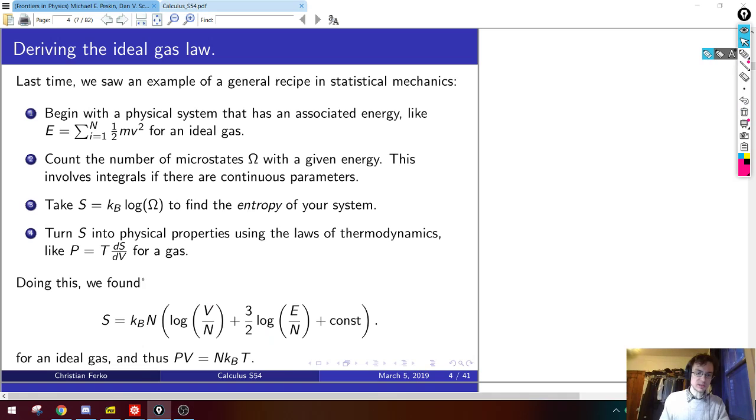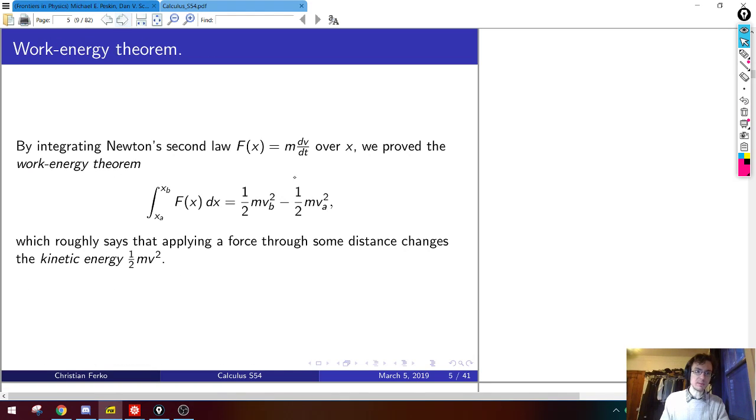Good. So we did that last time to see how StatMech works. And in a sort of orthogonal direction, I motivated this question of what happens if you start with Newton's second law, F is m dv/dt, and integrate both sides over x. So you integrate both sides with respect to x.